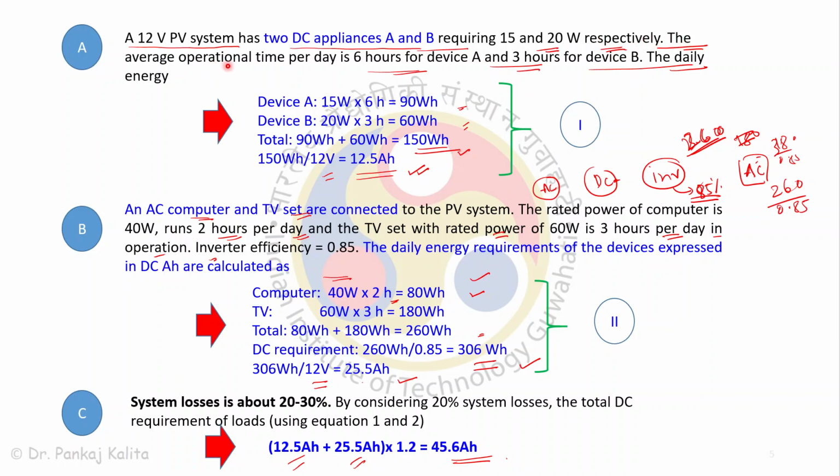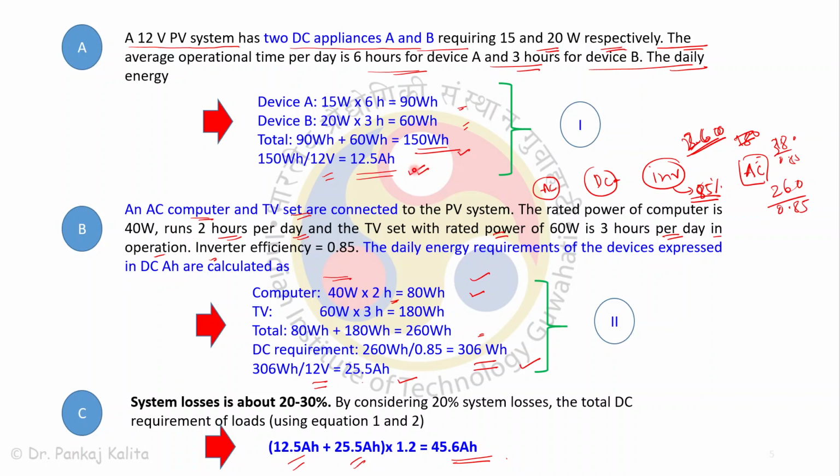Okay, the average operation time is 6 hours for device A. So device A is operating for 6 hours, so total watt hour is 15 into 6 for device A. For device B it is 3 hours, so 60. So total load 150 watt hour. The daily energy requirement is, so divide this power requirement by 12 volt, that is the voltage of the PV system, so it will give the ampere hour rating.